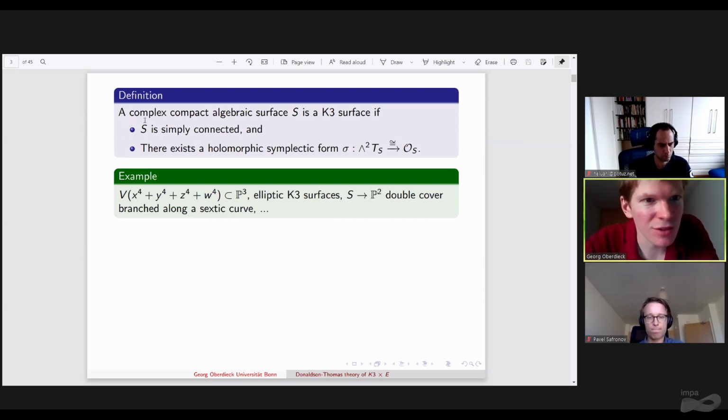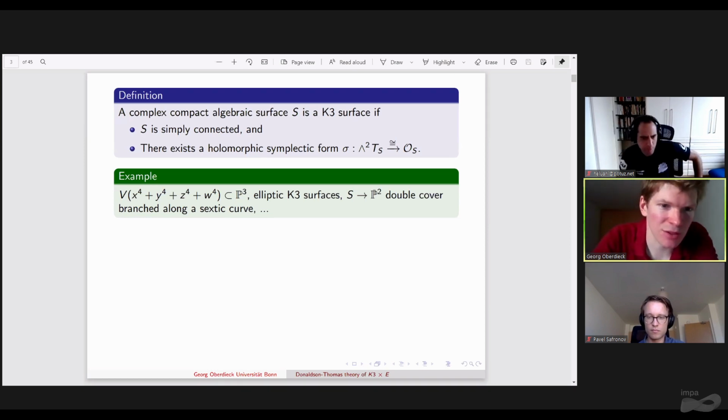A K3 surface is a complex algebraic surface which is simply connected and has a holomorphic symplectic form. In other words, it's a Calabi-Yau surface which is not a torus. Examples are quartics in P3, elliptic K3 surfaces, so elliptic surfaces which are Calabi-Yau, or double covers of P2, and so on. There are many very beautiful examples. The picture in the beginning is the Kummer K3 surface, an abelian surface modulo plus minus 1.